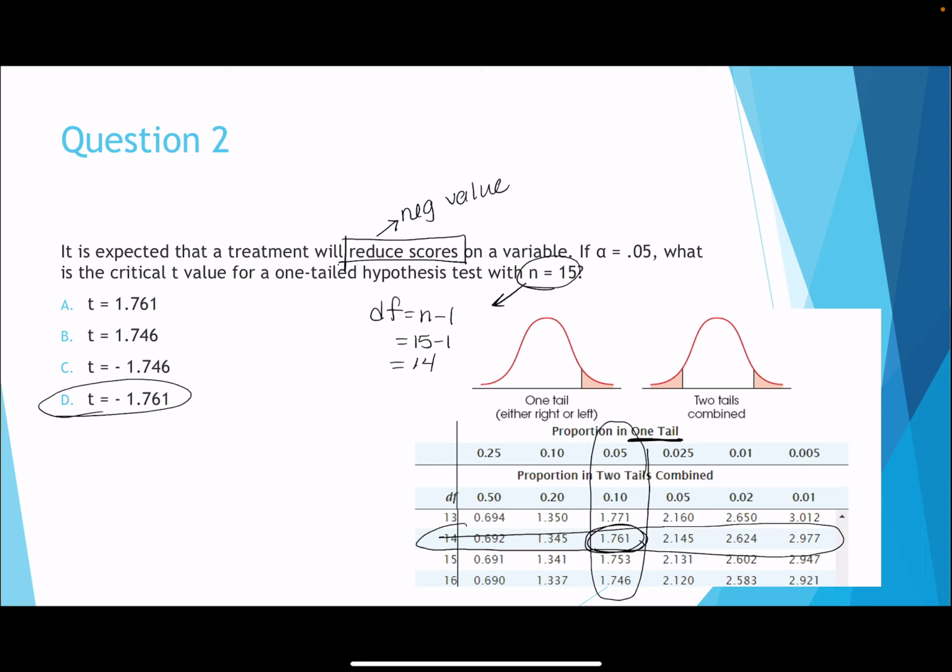So when we're doing those one-tailed tests, we really need to pay attention to the wording. If I just said it would increase the score, then that would be a positive. But since we said it was going to reduce the score, that would be a negative. So make sure you're reading those problems to realize whether it's going to be positive or negative. And remember, for two-tailed, it's either positive or negative, I don't care which one, plus or minus. But when we do the one-tailed, we have to say whether it's going to be positive or negative. Just look at the wording to see if that's a negative value or a positive value.